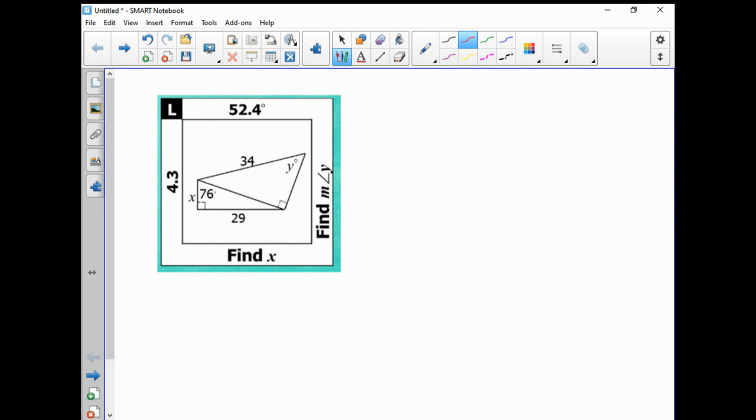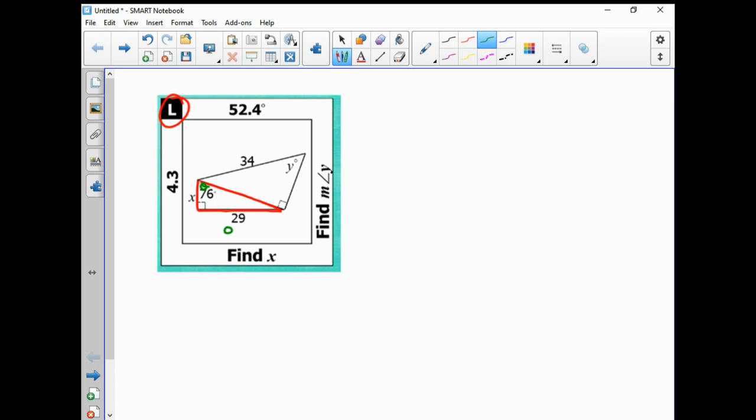So I'm just going to do a short movie to show you how to find X and Y in L. So this is L on your right triangle trig activity. We're going to start with X. We're going to look at this triangle. Ignore that other triangle for a minute. We're just going to look at that red right there. And I'm going to label it using this 76-degree angle as my theta. Since they've given me that angle, let's just label the triangle from there.